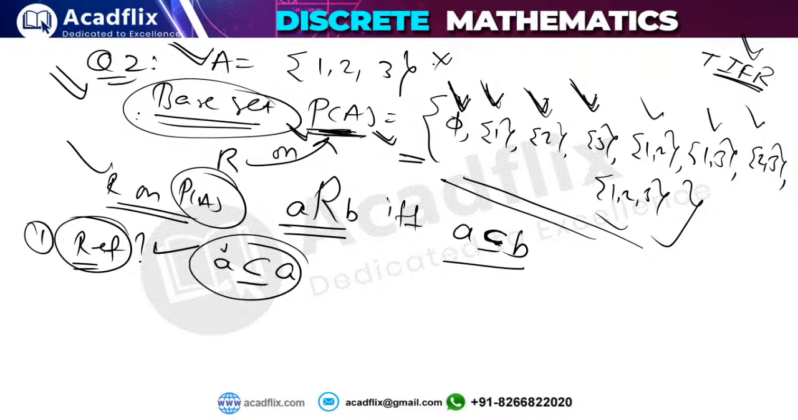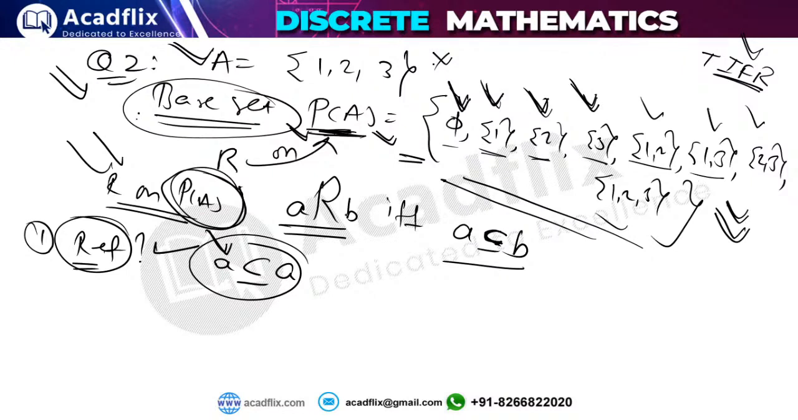Remember, just because I am writing small a, that does not mean that this small a is some element. This is a set. That's why I was repeating again and again that this relation R is on the set P(A), which means on this set we are defining this relation R. In this set we have elements. All these elements are themselves sets. Just look at each element. Each element itself is a set.